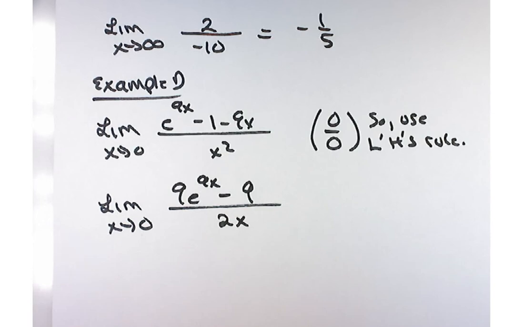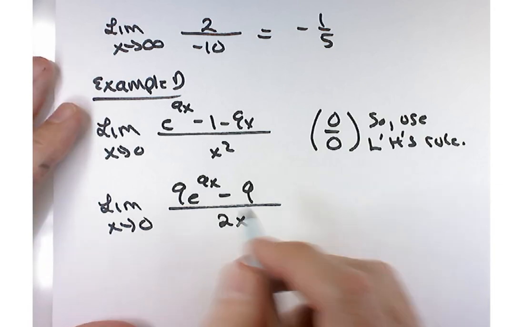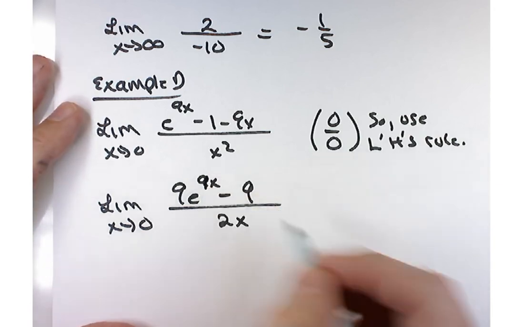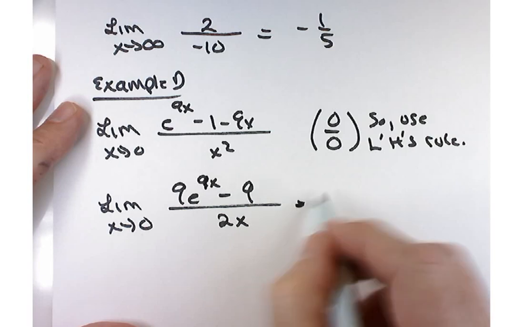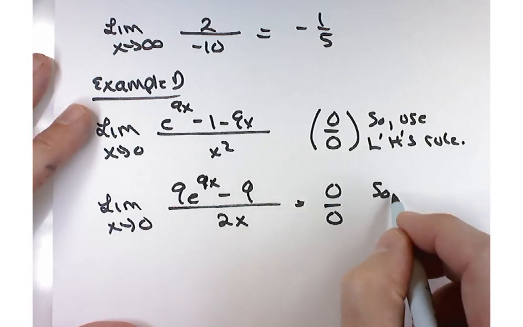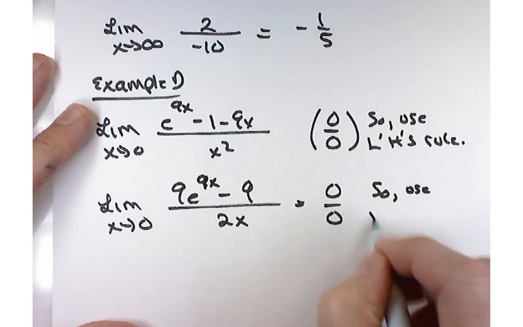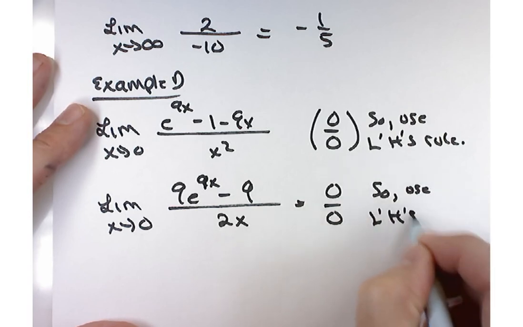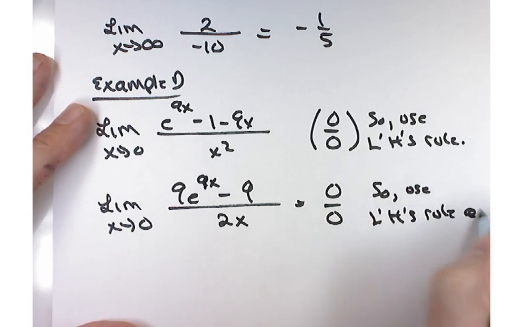Now let's plug in the limit, right? William, what happens when I plug in the limit? Bottom is 0 and the top is 0. Yeah, so I get 0 over 0 again. So now what? Yeah, use L'Hopital's rule again.